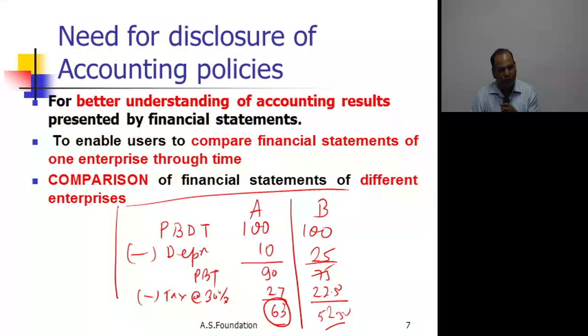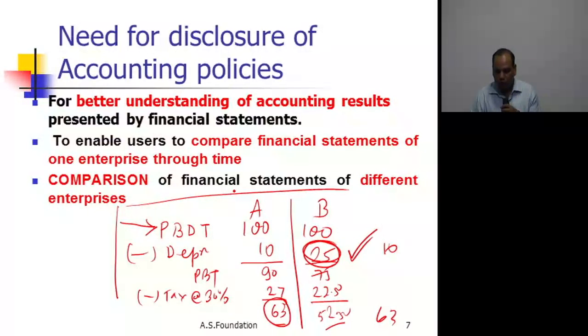Both have performed equally well, because the performance is reflected by PBDT, profit before depreciation and tax. The rest is all the difference in accounting policy. If B had also followed the same accounting policy, it would have provided 10. Its profit after tax would also be the same, 63. Unless you knew this, you may make a wrong conclusion about the performance of these two companies.